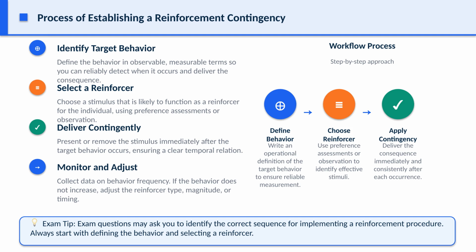Finally, you must monitor and adjust by collecting data on behavior frequency. If the behavior does not increase, you modify the reinforcer type, magnitude, or timing. On the BCBA exam, questions may ask you to identify which step in this process is missing or flawed, such as failing to define the behavior clearly or delivering reinforcement after a delay, which disrupts the contingency.